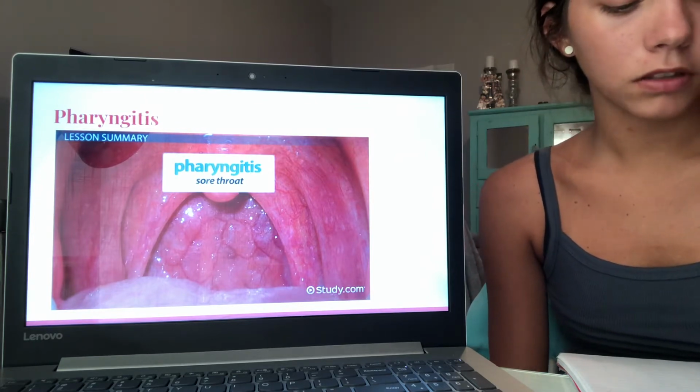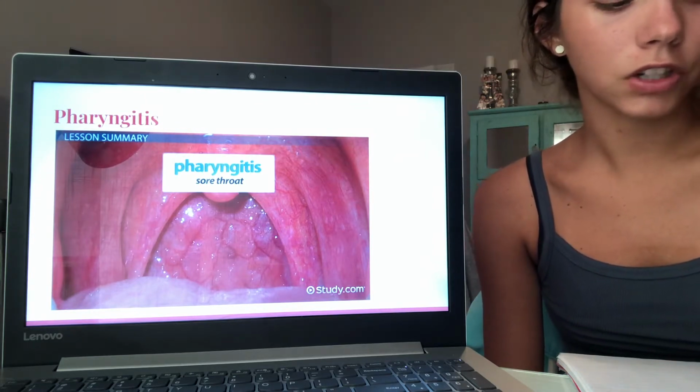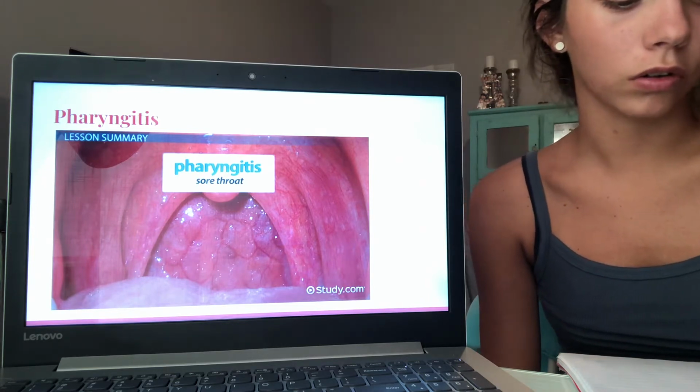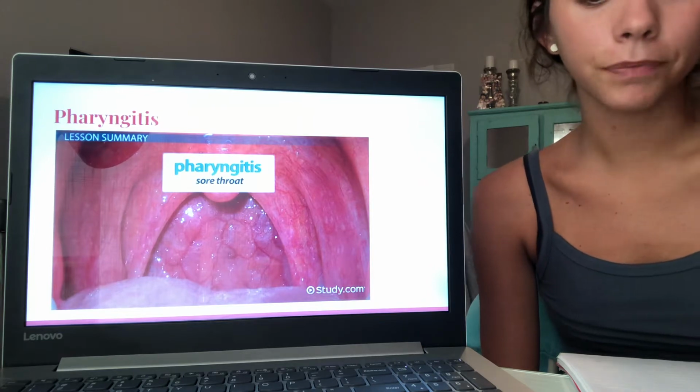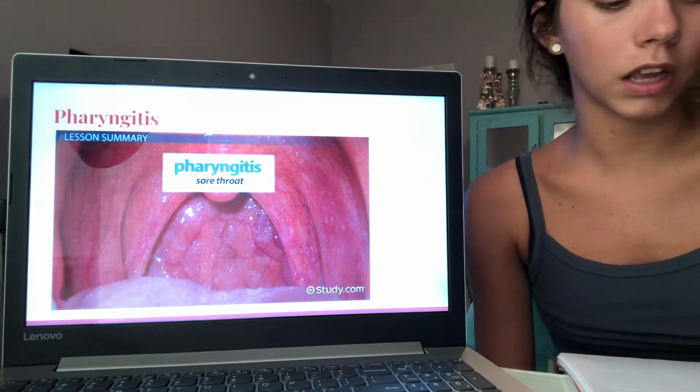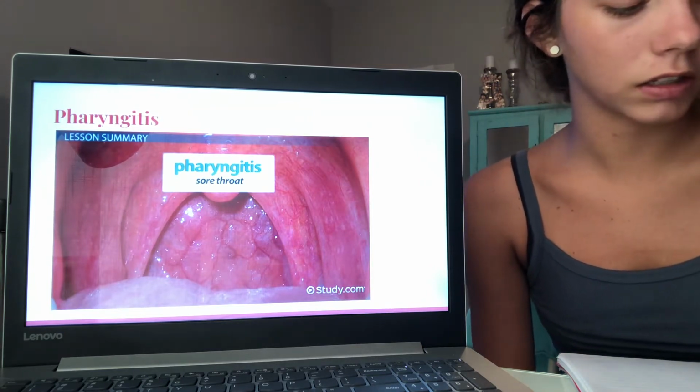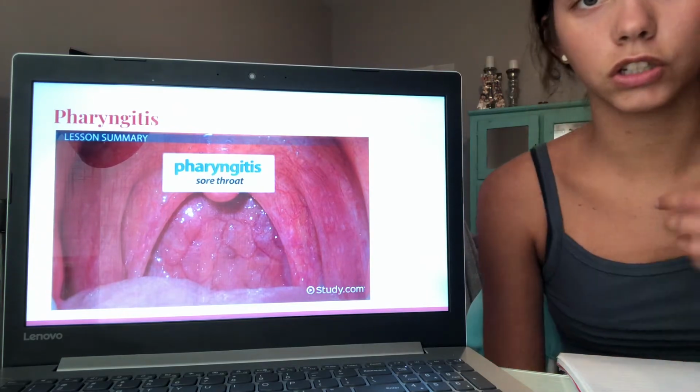The treatment depends on the cause. Viral pharyngitis goes away on its own with salt gargles, pain relievers, and extra fluids to help alleviate the symptoms. Bacterial pharyngitis is treated with antibiotics, and fungal pharyngitis is treated with antifungal medications.